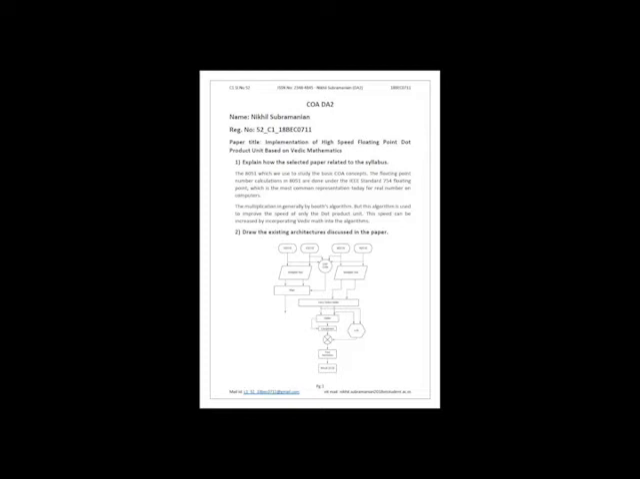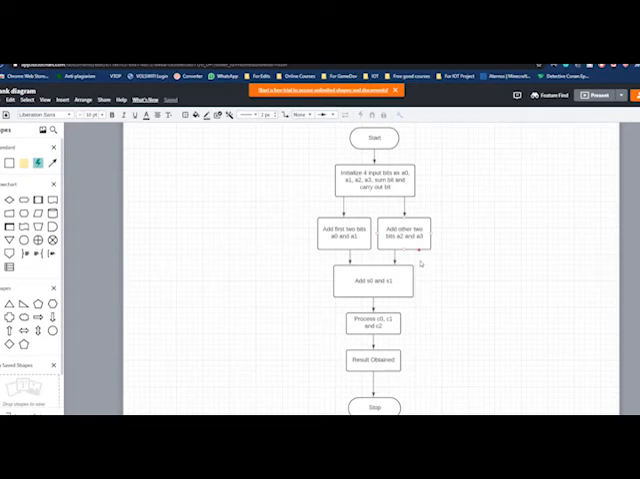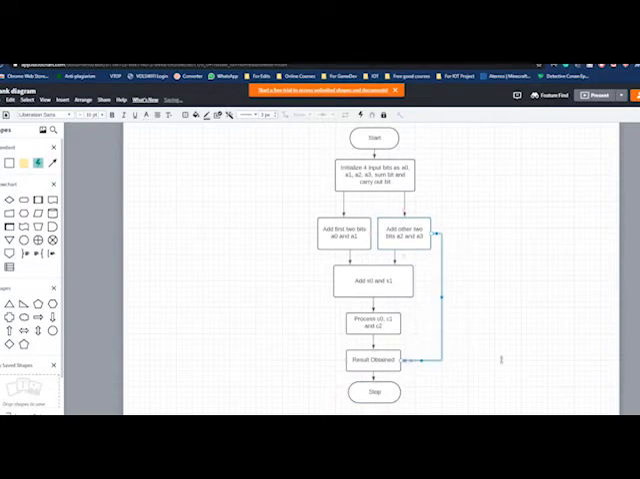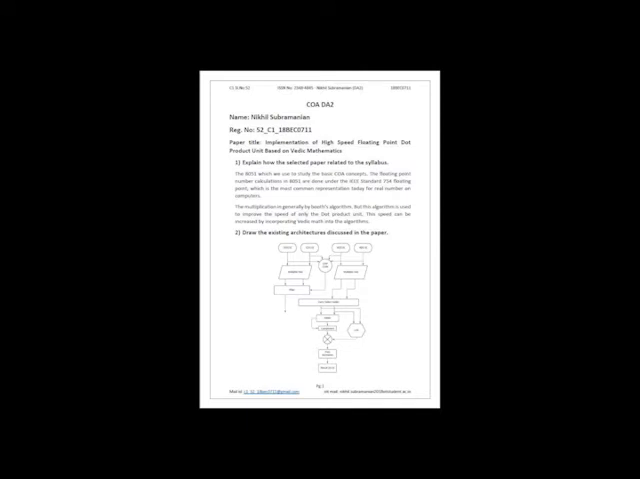The diagrams here, which are present in the assignment, are drawn using Lucidchart, an online free flowchart making website. So the existing architecture discussed in the paper is a flowchart of the Booth's algorithm, which takes in 32-bit input and gives out a 32-bit output.